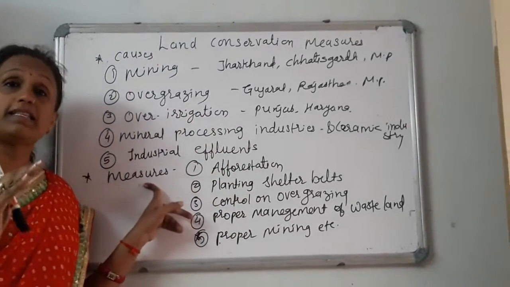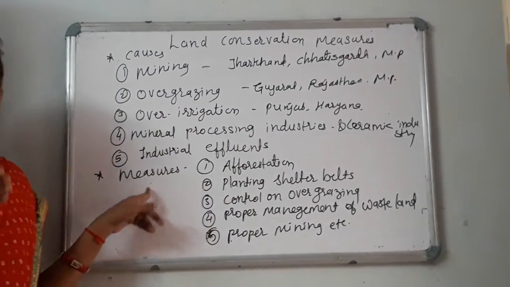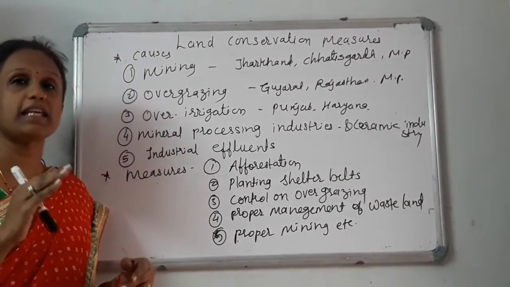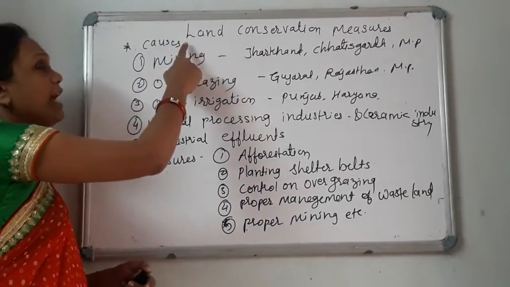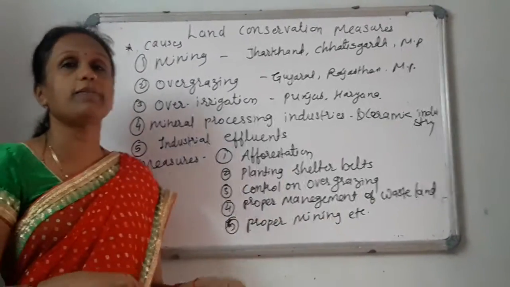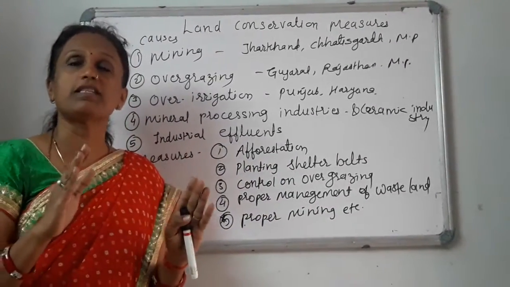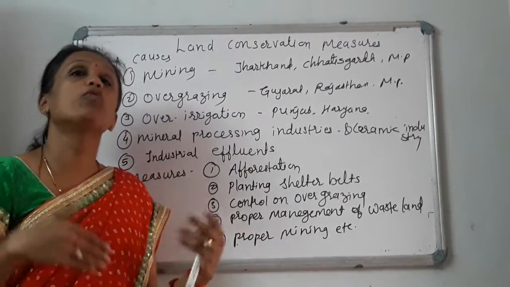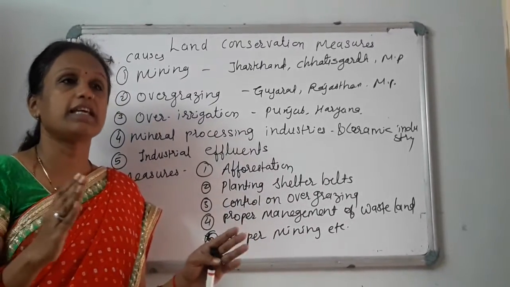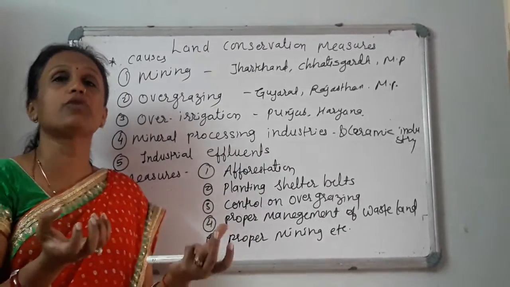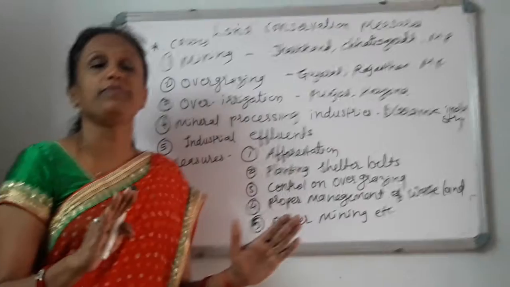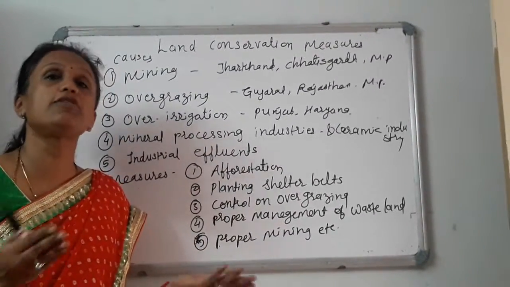Now let us see measures for land conservation. Land conservation हम कैसे करेंगे? Generally a 5-mark question is asked in board exams regarding land degradation, causes of land degradation and conservation measures. So the first conservation measure is afforestation. What is afforestation? It means planting more and more trees so that land will not get degraded. The roots of the trees hold the soil, and as a result they prevent soil erosion, which is happening very fast nowadays due to human activities.